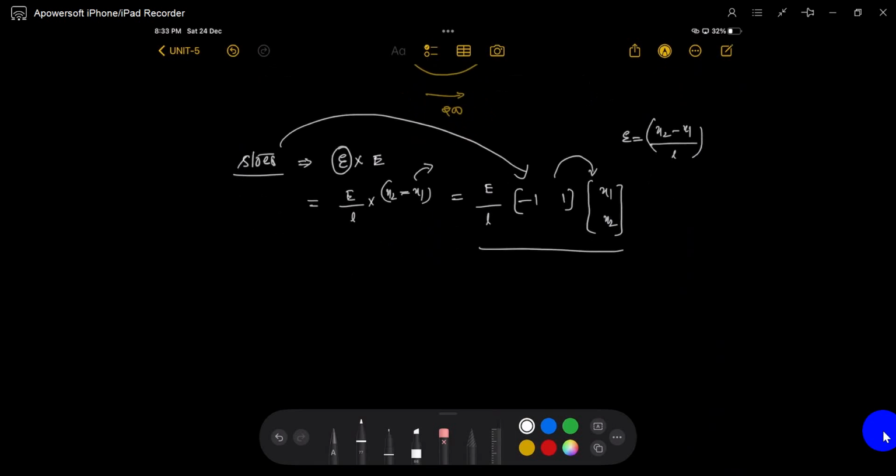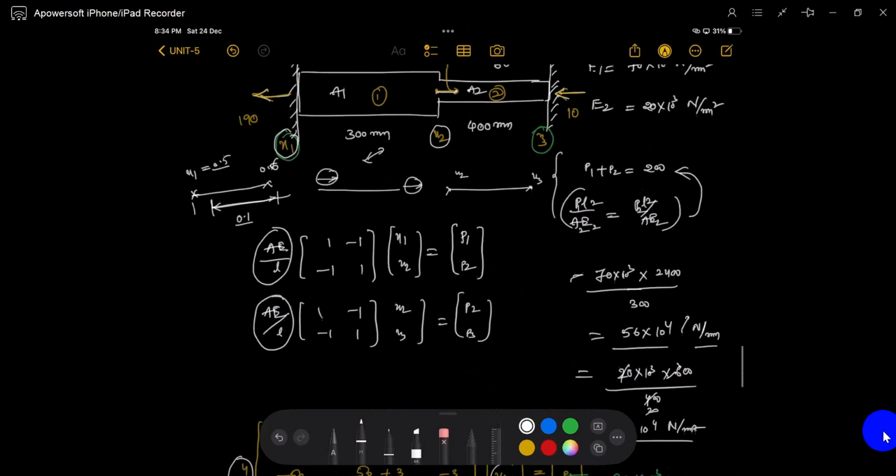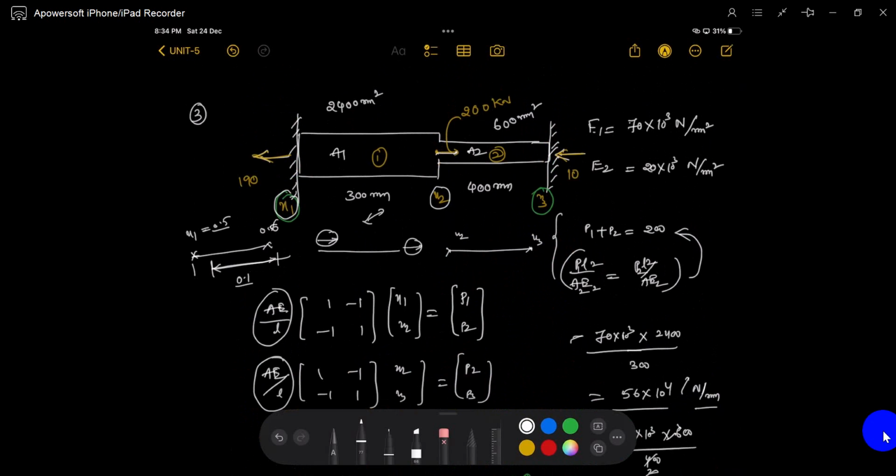Now you can see the stress in element 1. Young's modulus of element 1 is 70 into 10 cube Newton per mm square, divided by the length of the first element, 300, times [-1 1]. u1 is 0, u2 is 0.34 mm. So how much is the first element displaced? u1 is 0, u2 is 0.34 mm.